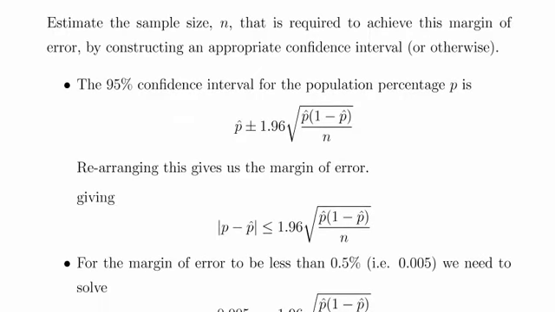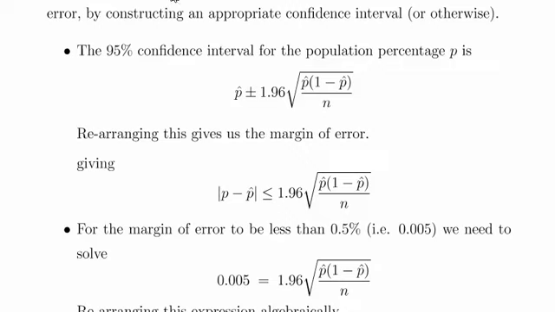So the 95% confidence interval for the population percentage P is given as follows: P hat plus or minus 1.96, where that is the quantile for 95% for confidence intervals, times the standard error. And here the standard error is the square root of P hat times 1 minus P hat all over n. So collectively we would call this the margin of error. So the margin of error is made up of the quantile and the standard error.